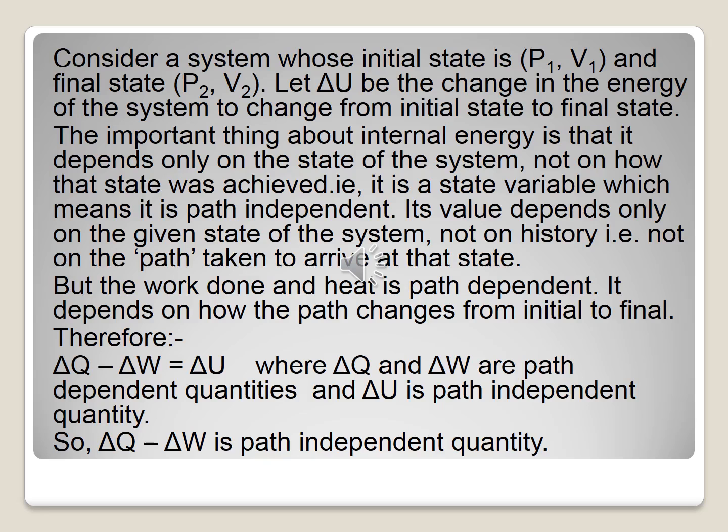But work done and heat energy both are path dependent. They depend on how the path changes from initial to final. Therefore, in the thermodynamic equation delta Q minus delta W is equal to delta U, delta Q and delta W are path dependent quantities, whereas delta U is a path independent quantity. This concludes that delta Q minus delta W is a path independent quantity.